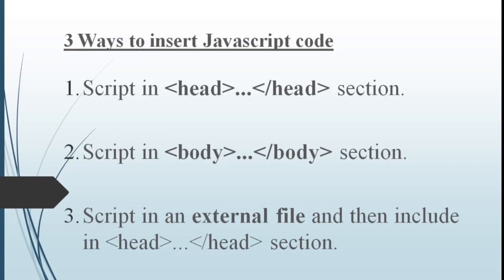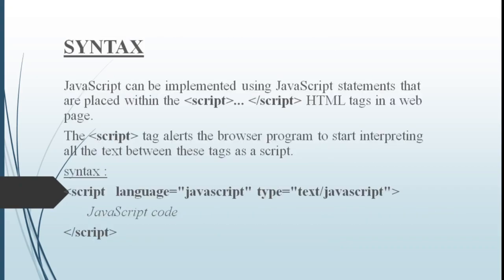In how many ways can we insert JavaScript code? The script tag is included in three ways. One is in the head section, another in the body section, and the last one is as an external file, which is included in the head section. For implementing these JavaScript statements, we have to write the code in a script tag. The script tag alerts the browser to start interpreting all the text between these script tags.